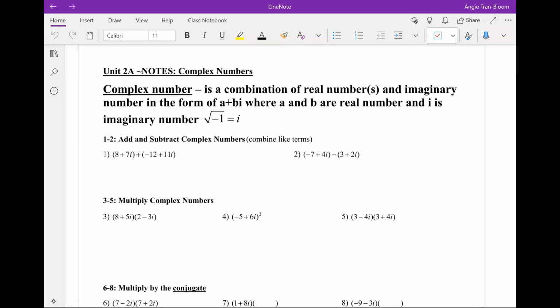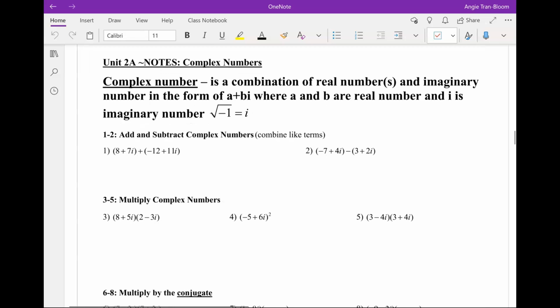Then we can multiply complex numbers. We can add complex numbers. We write it as a fraction. So let me look at examples 1 and 2. Okay.